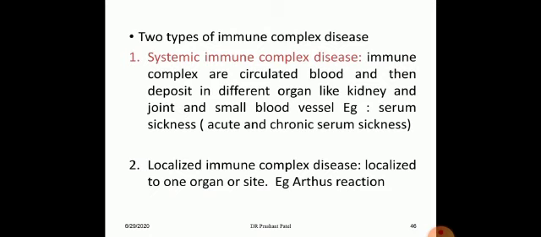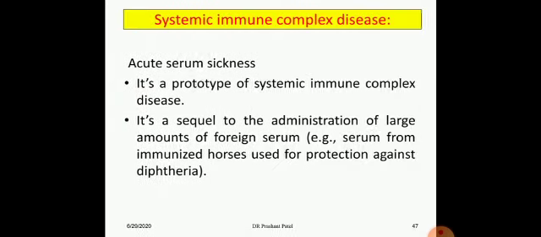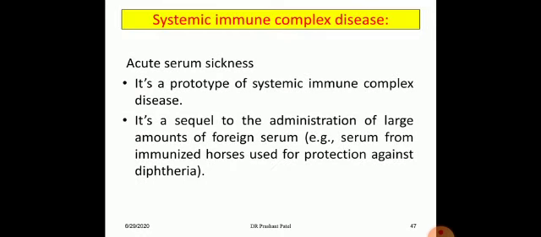Systemic immune complex disease. Here immune complexes circulate in blood and then deposit in different organs like kidney, joint, and small blood vessels. Localized immune complex disease is localized to only one organ or site, and it is known as the Arthus reaction. Among systemic immune complex diseases, acute serum sickness is the prototype. It is a sequela of administration of a large amount of foreign serum.